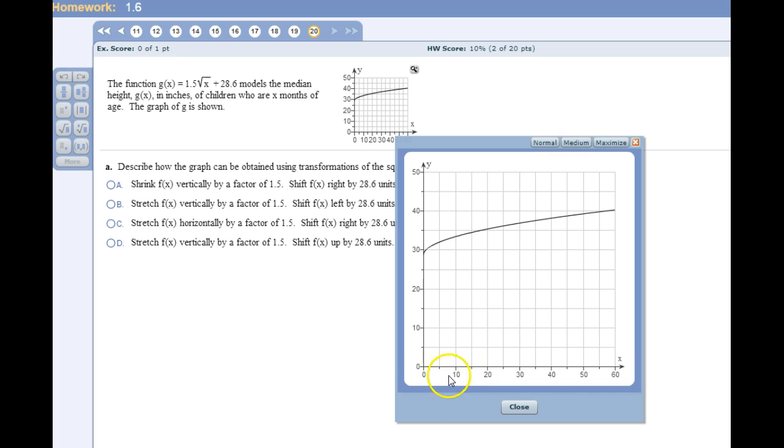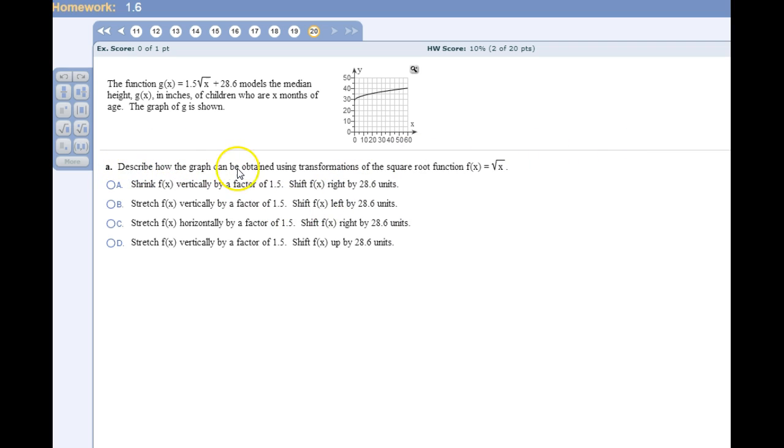So as their age gets larger, their height is growing, but it's not growing as fast. It's growing faster at the beginning than it is towards the end.